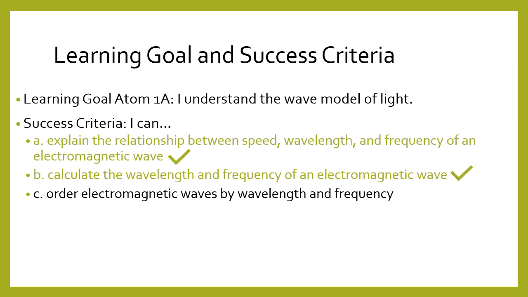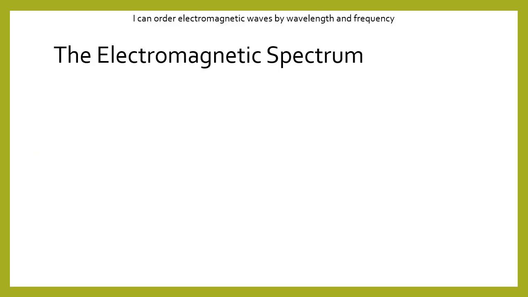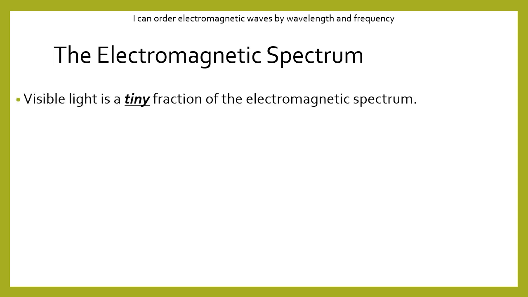Alright, so you've had some practice there on calculating the wavelength and frequency of an electromagnetic wave. The last success criteria for this learning goal is to be able to order electromagnetic waves by wavelength and frequency. So the first thing we want to recognize, and we saw a little bit of this in that short video that we watched in class, is that visible light, what we can see, is only an incredibly tiny fraction of the electromagnetic spectrum. When we talk about light, often, just in our layman's terms, we typically just think about what we can see, but a huge majority of light is not visible to the human eye.